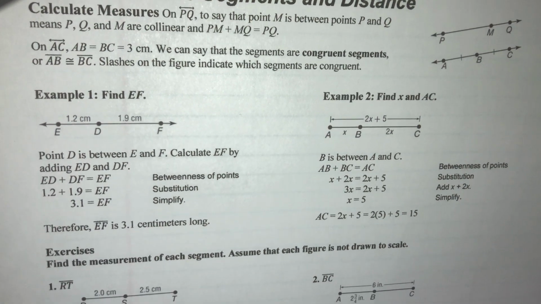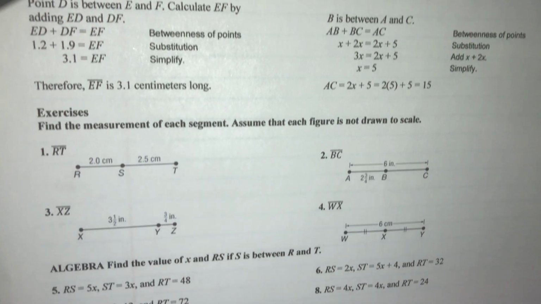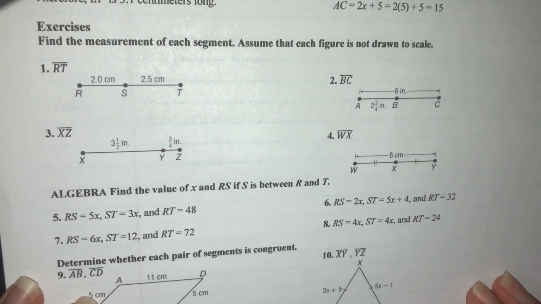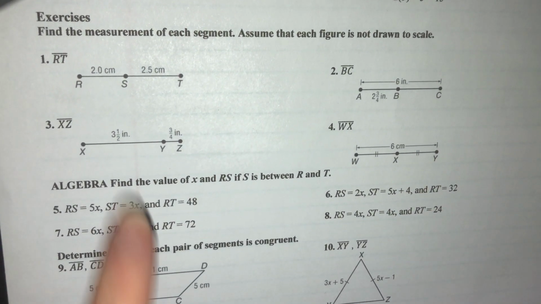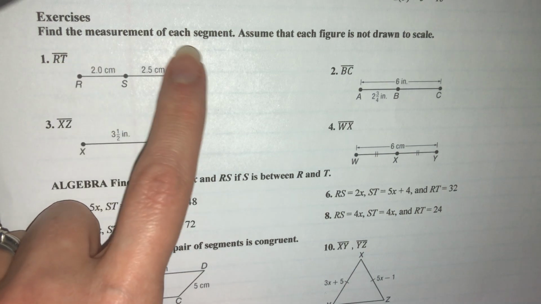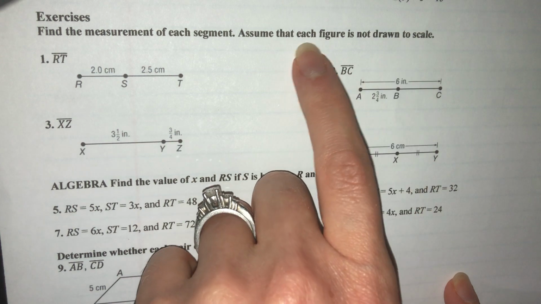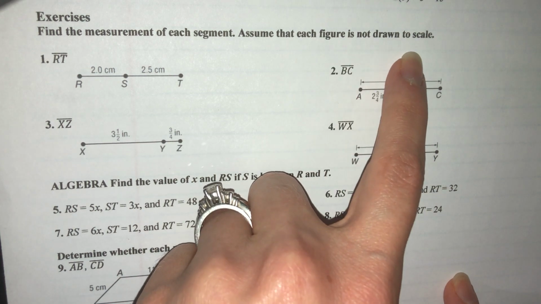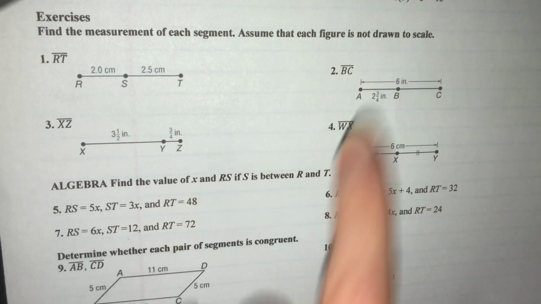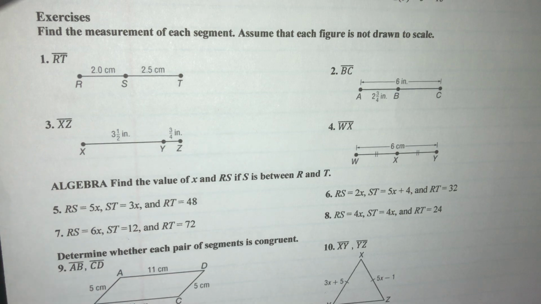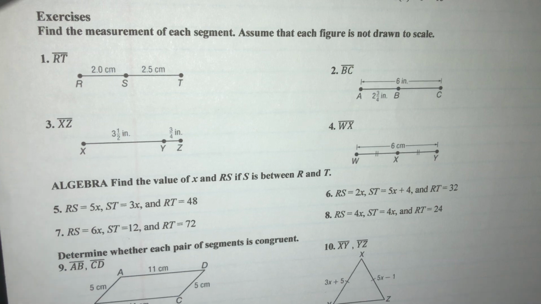Okay, let's go down here. We'll skip over the completed examples and do some examples together. It says, find the measurement of each segment. Assume that each figure is not drawn to scale. You will see that quite commonly in geometry class. They want you to use the given information in the picture and not just your visual assessment of the picture, nothing subjective, to determine your answer.